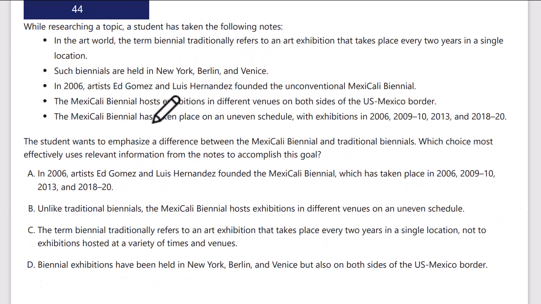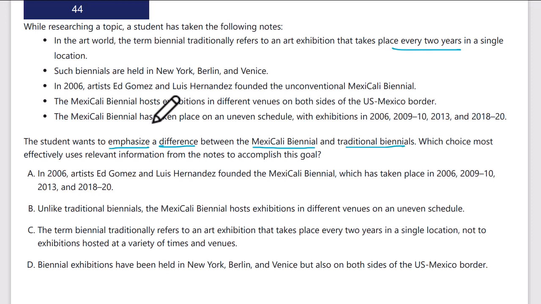The student wants to emphasize a difference between the Mexicali Biennial and traditional biennials. So what's the difference between Mexicali and other biennials, which are, I guess, every 2-year celebrations, right? Okay. So in the art world, the term biennial traditionally refers to an art exhibit that takes place every 2 years in a single location, okay? Such biennials are held in New York, Berlin, and Venice. Okay, nothing here about Mexico or Cali or anything.